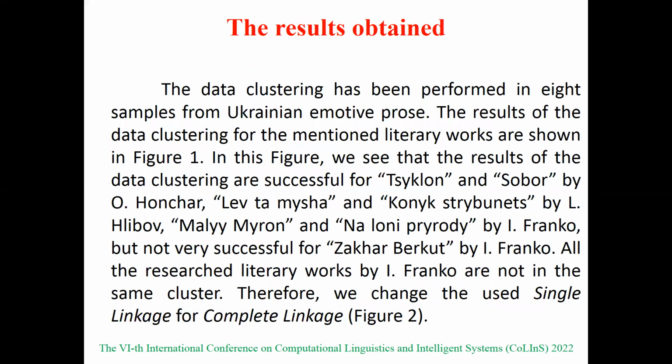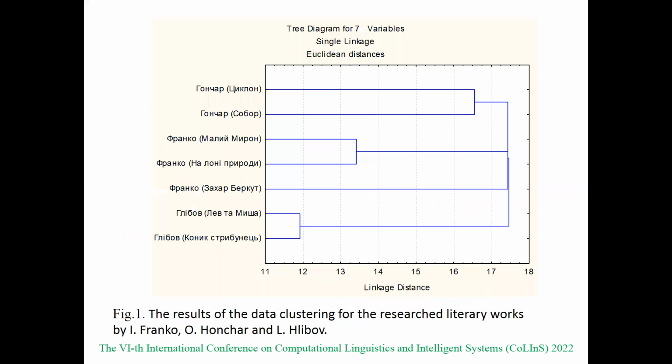The results obtained. The data clustering has been performed in 8 samples from Ukrainian emotive prose. In figure 1, we see that the results of the data clustering are successful for Циклон and Sobor by Олесь Гончар, Лев та Миша and Конекс Трибунець by Леонід Глібов, Малий Мирон and На лоні природи by Іван Франко, but not very successful for Zahar Berkut by Ivan Franko.